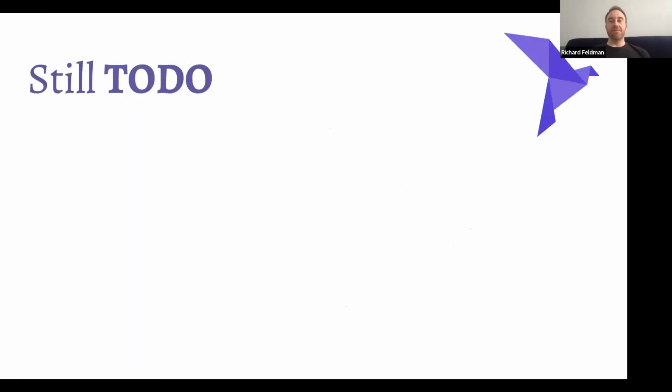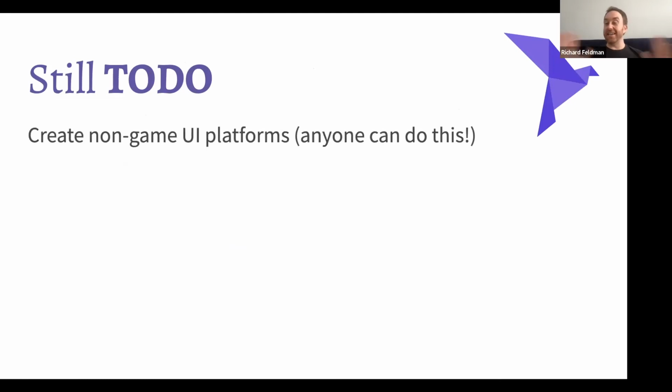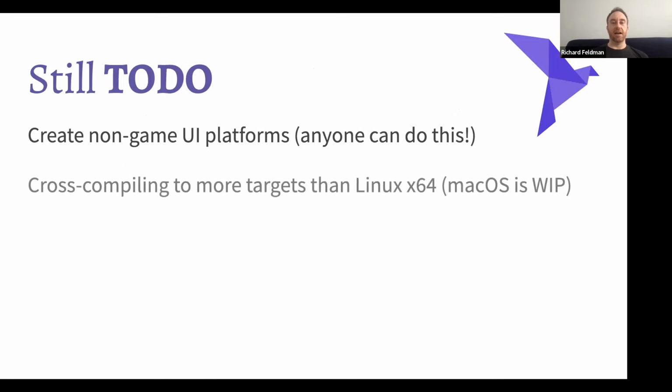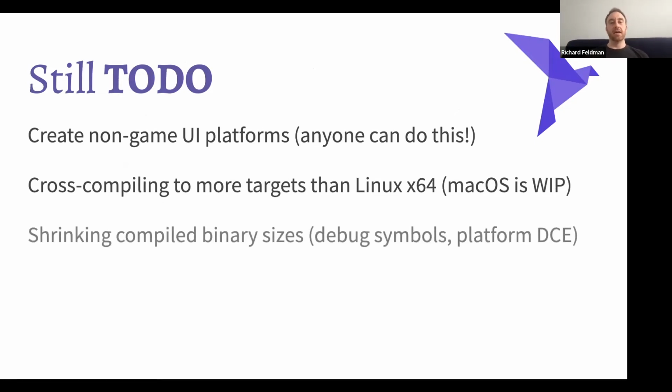Definitely, there's still plenty of things still to do. Making non-game UI platforms. Again, anyone can do this. If you want to go to rockdang.org and download the compiler and just start making your own platform, you can do that right now. If you want to cross-compile to more targets, that does require changes to the compiler. Mac OS is a work in progress. We haven't started on Windows yet for cross-compilation, but it's definitely planned.